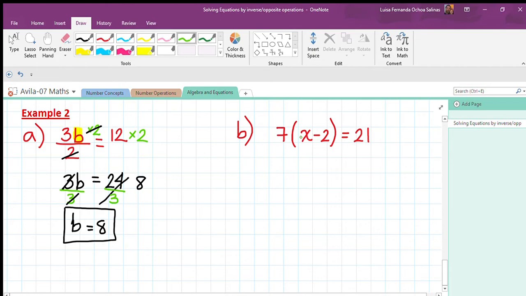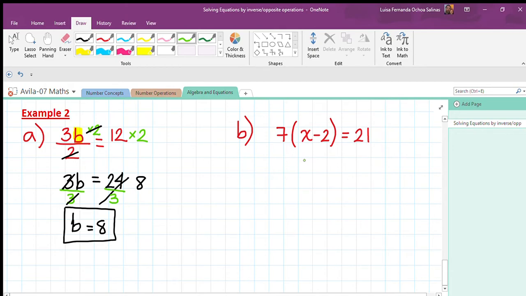So which one is the first one that I have to do? Do I do brackets first? No, I have to do multiplication first. So I have to undo this 7 that is multiplying this bracket. I have to do it on both sides. If I'm going to undo this 7, how do I do it? I have to divide by 7 on both sides.